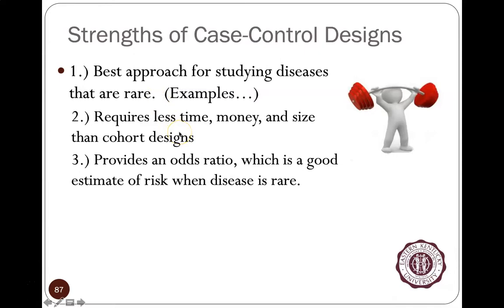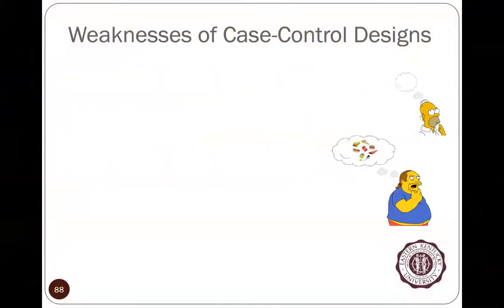They don't require as much money as a cohort design. And you can get an odds ratio, which is a pretty good estimate of risk when a disease is rare. We're going to do risk ratios in the next set of videos with cohort studies. Risk ratios and odds ratios, true risk and odds are almost the exact same when a disease is rare. But when a disease is common, there can be big differences between the odds ratio and the risk ratio in terms of whether the odds are actually predicting the risk. But when it's rare, the odds ratio and risk ratio are essentially the same.